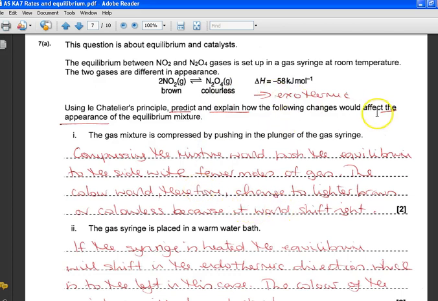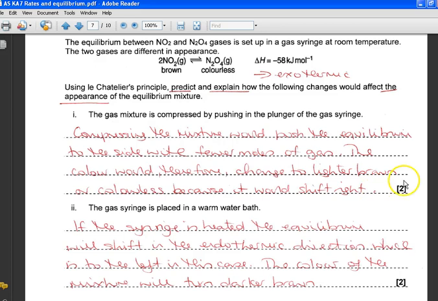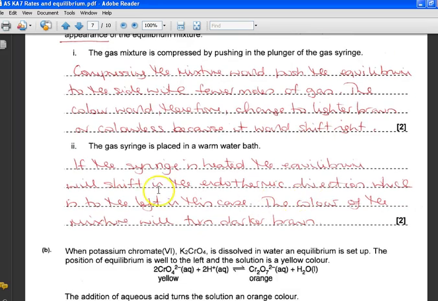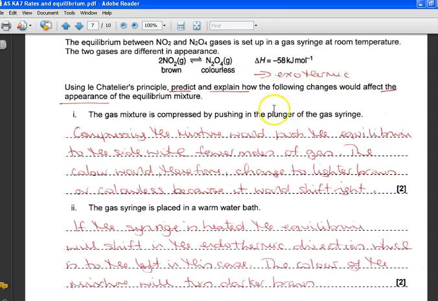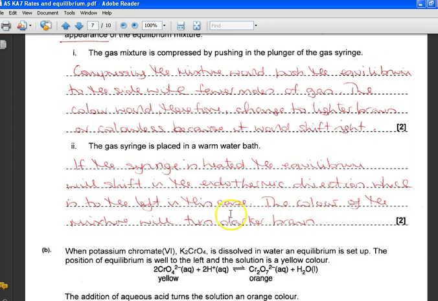Okay, so because the question says would affect the appearance of the equilibrium mixture, you do need to get both marks. You can't just say it's going to shift it to the right. You have to actually say that the colour would become paler in colour or colourless or whatever. Note that would change the appearance. And then the same here, if we put it in a warm water bath, it's exothermic in the forward direction, it's going to shift it to the left, which means that it will turn darker brown.